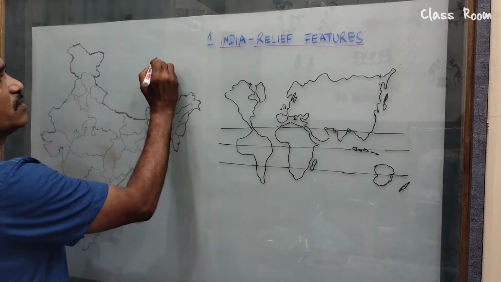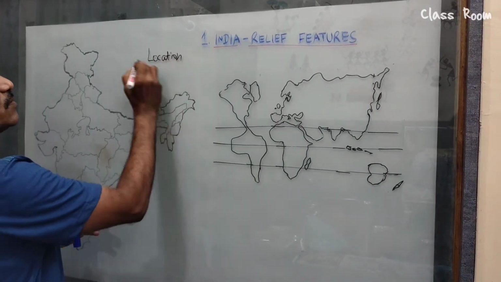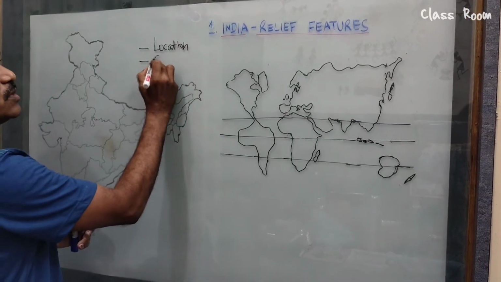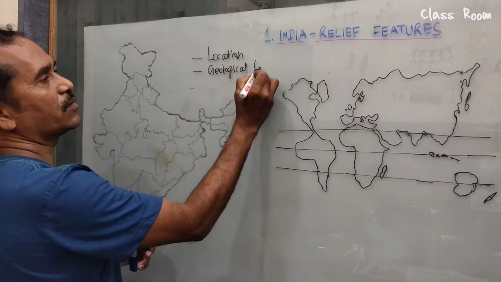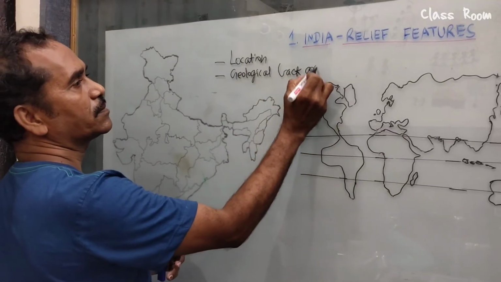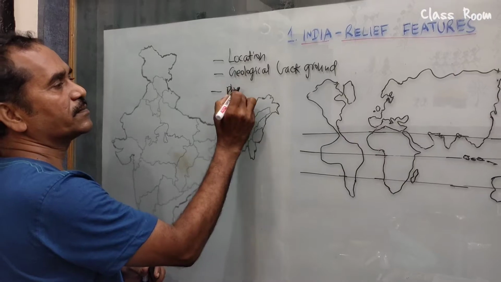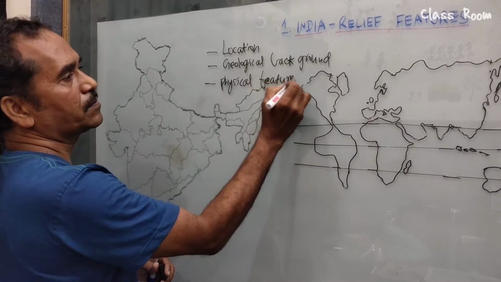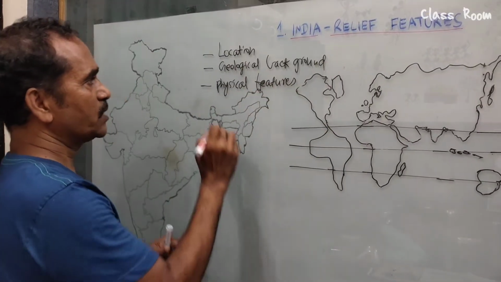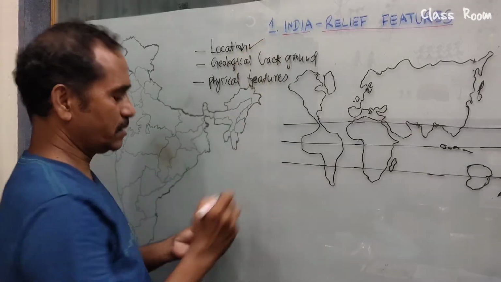First one is we know the location. Then we go to geological background. Then we go to physical features. Physical features of India. So these three we discuss one by one. Now we see the location.